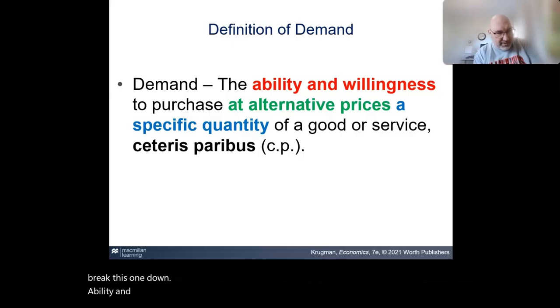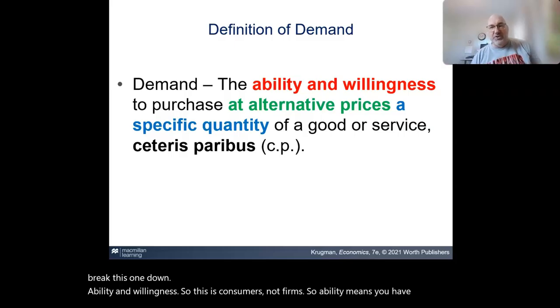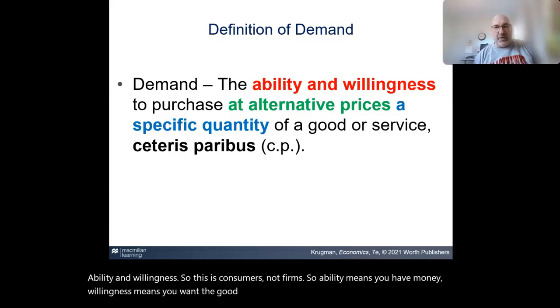Ability and willingness. So this is consumers, not firms. Ability means you have money. Willingness means you want the good. So you have to have the money for the good and want the good at the same time.